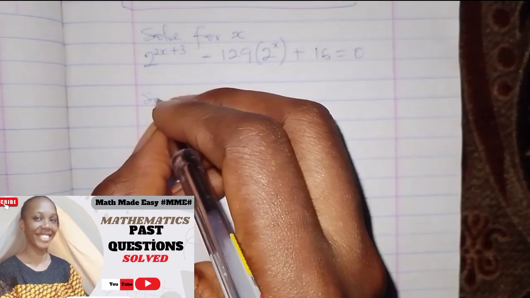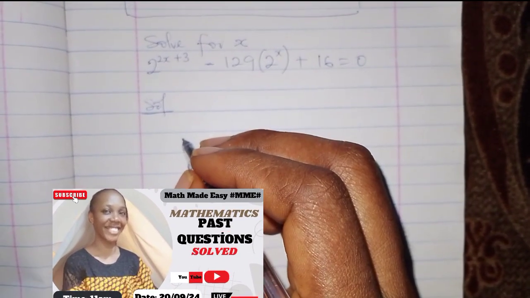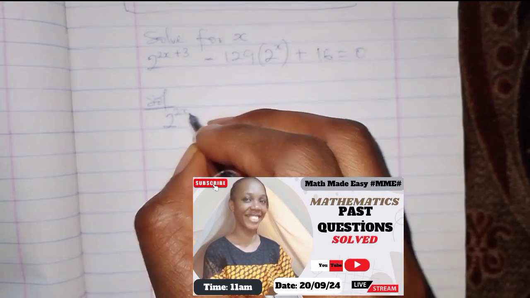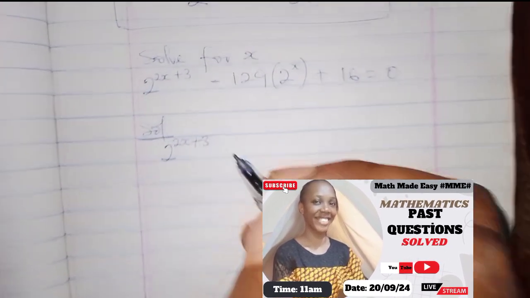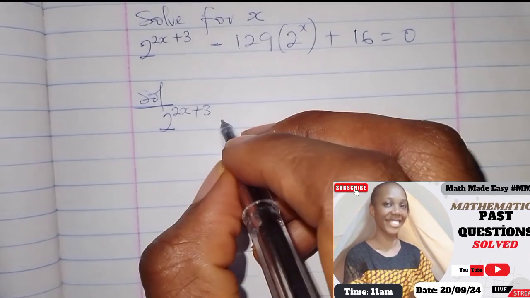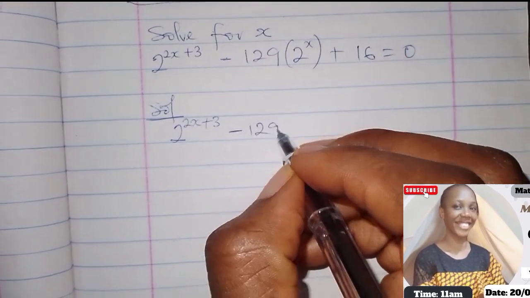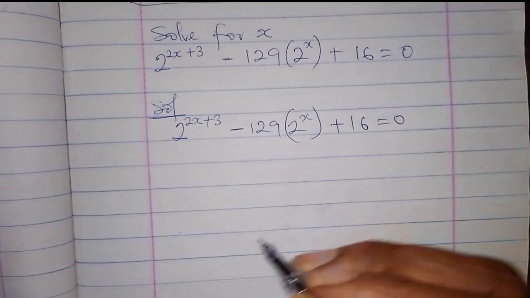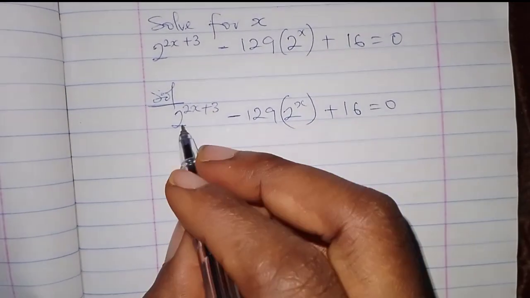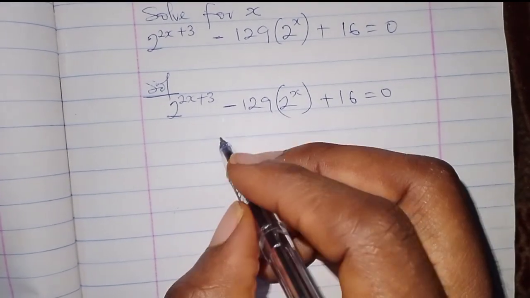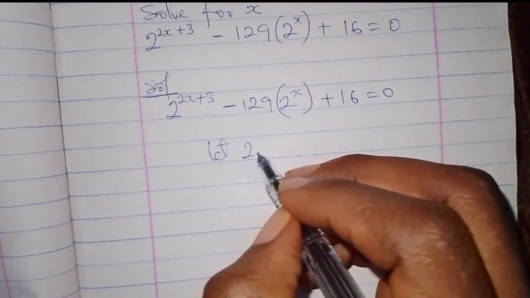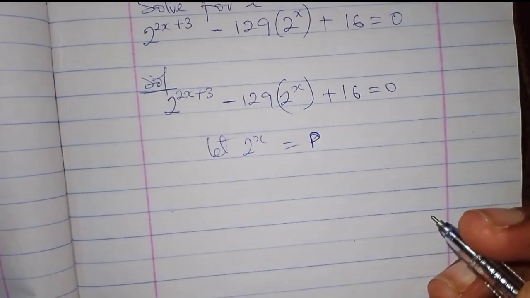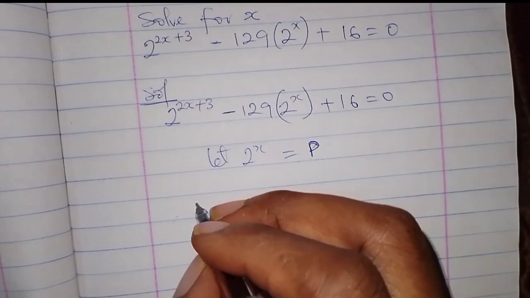So the first thing we're going to do, we're going to repeat the question again. We'll repeat the question saying 2 to the power of 2x plus 3 minus 129 times 2 to the power of x plus 16 equal to 0. All right, we are going to make 2 to the power of x to be represented by the letter p. You can use any one. I will be using p for this question.